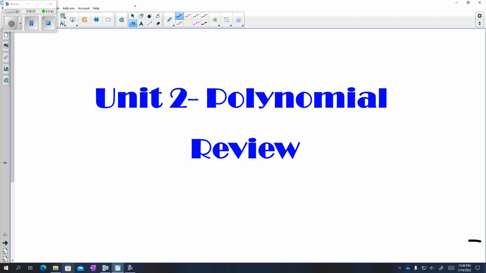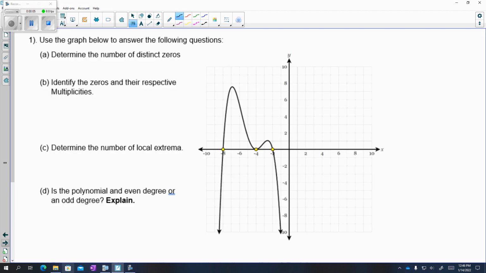So we're going to review Unit 2 all about polynomials. The first question says, use the graph below to answer the following questions. And they're giving you a polynomial graph here. A, determine the number of distinct zeros. Remember that distinct means different. So how many different zeros do I see?